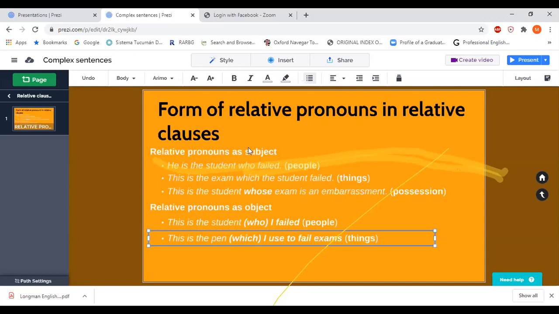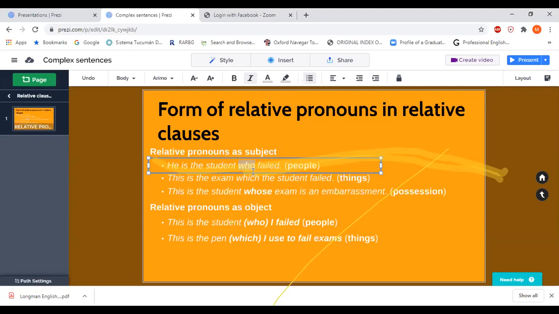Okay, take a look at the first examples. He is a student who failed. In this case, you cannot remove who because otherwise the sentence will be nonsensical. You will come up with something like, he is a student failed. And that makes no sense, okay? And that is incorrect. But in the second example, this is a student who I failed. Then you can also have a sentence without who or without that because we can also use that for people. So this is the student I failed is completely correct.